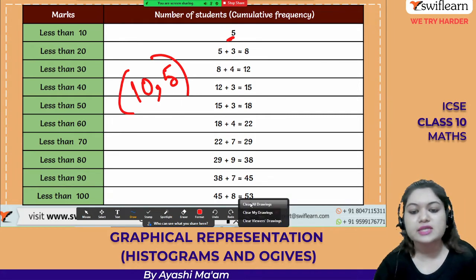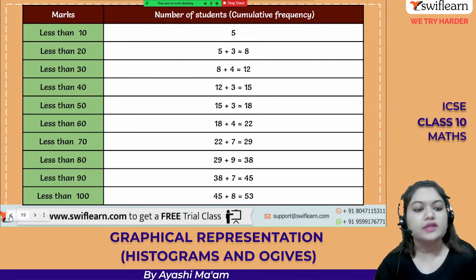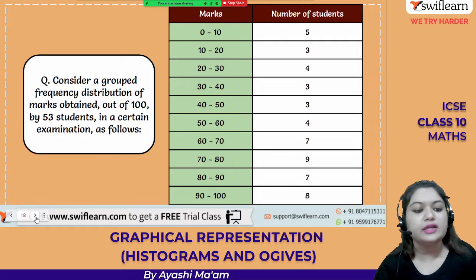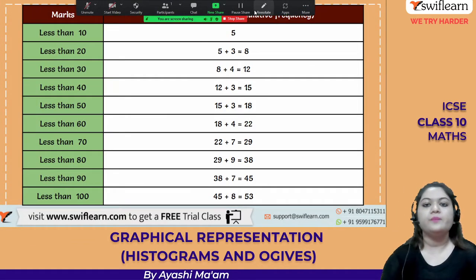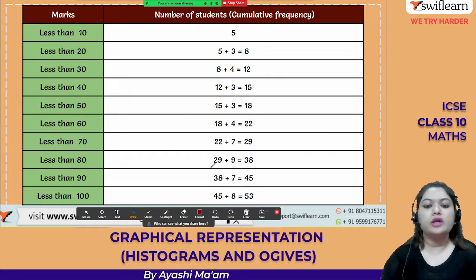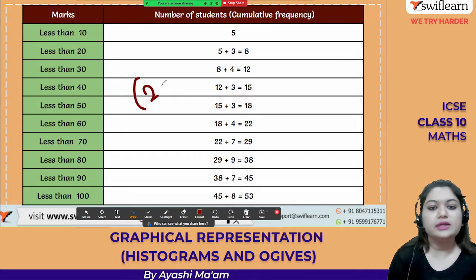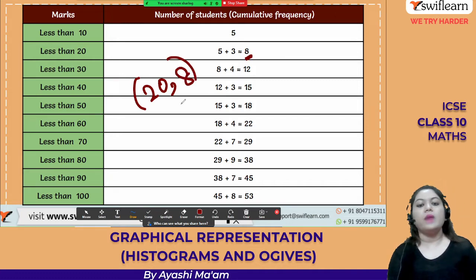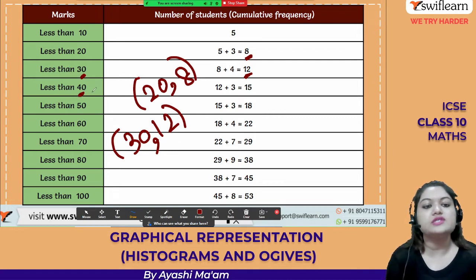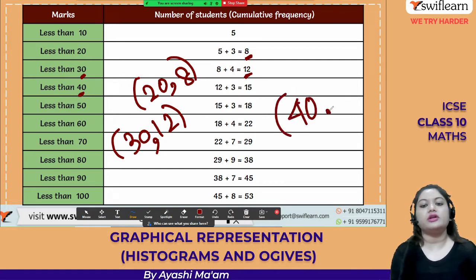All right, for the second coordinate point, just see what is the upper limit for the second class interval. It's 20, it's written. Okay, so for this coordinate point it's going to be 20 comma whatever is the cumulative frequency, 20 comma 8. Okay, for the next one the upper limit is 30, so 30 comma the corresponding cumulative frequency, that is 12. Again the upper limit is 40, so this point will be 40 comma the corresponding cumulative frequency is 15, so 40 comma 15.